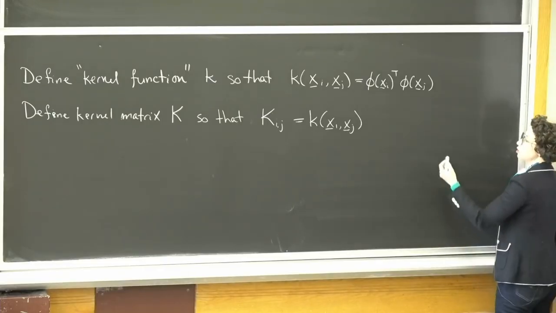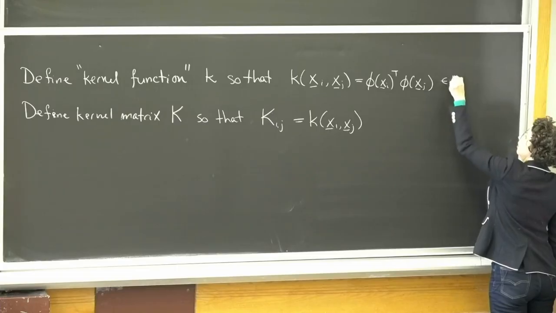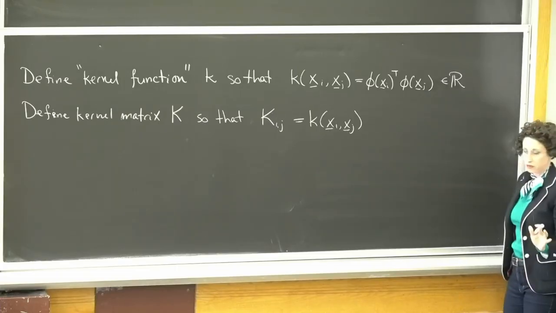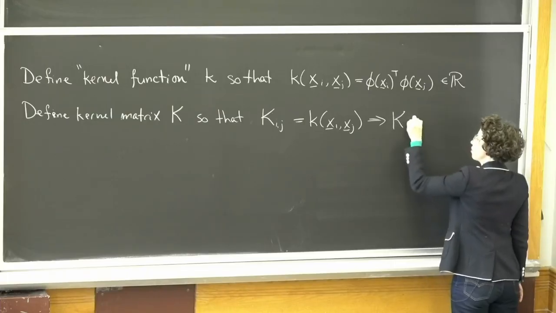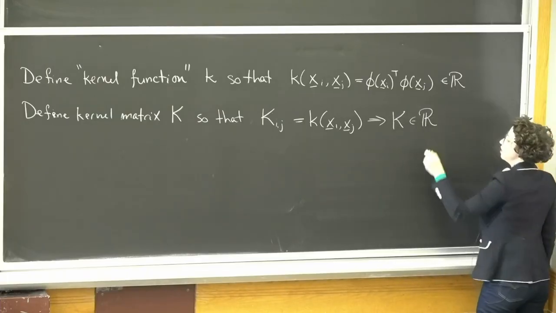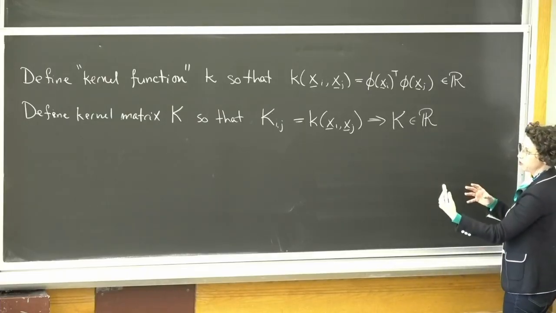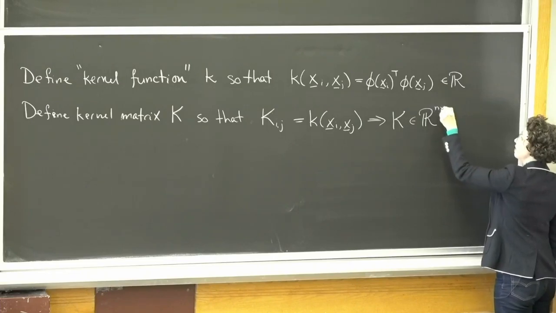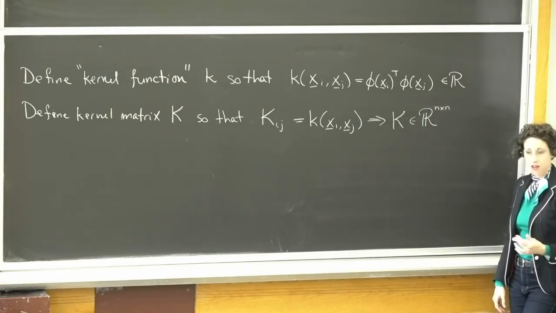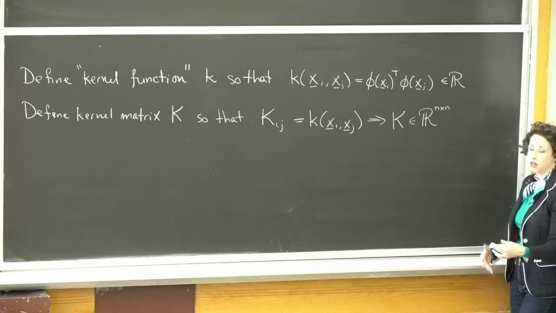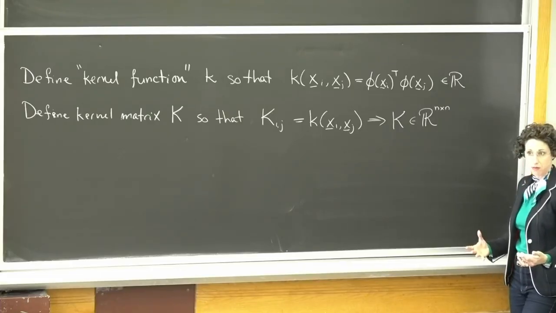So just to be really explicit, this inner product here is just a scalar. It's just a number. And when we form our kernel matrix, we're going to have one entry for every pair of feature vectors. So this matrix will be n by n. It scales with the number of samples that we have, but not with D or P or anything about the dimensionality of those samples.